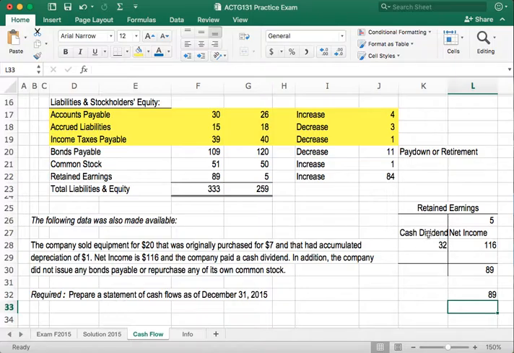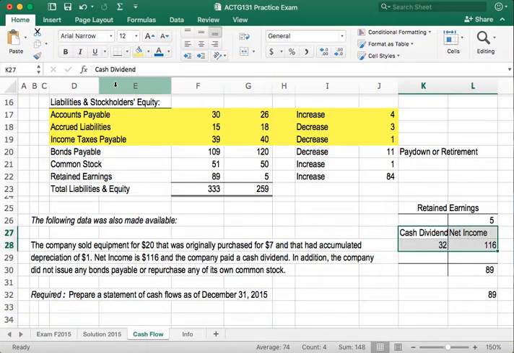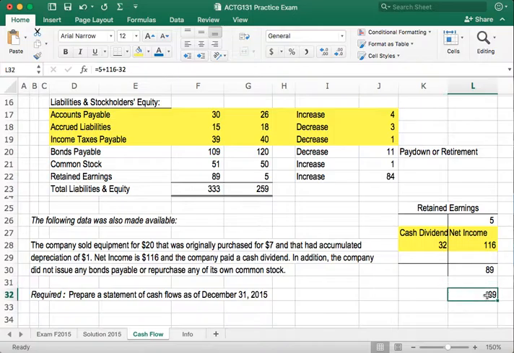So we have two pieces of information now. We know we were given what the net income was, but now we know what the cash dividend is, and we did that by creating our T account for retained earnings. So we know that. Now let's go back to the first sentence.